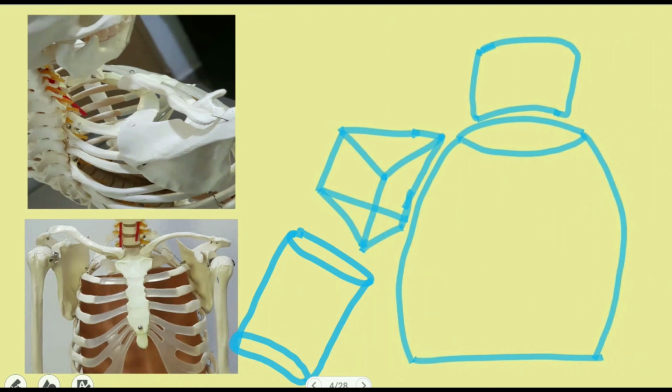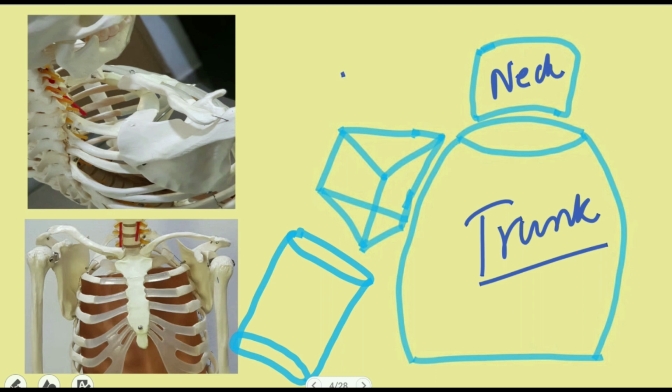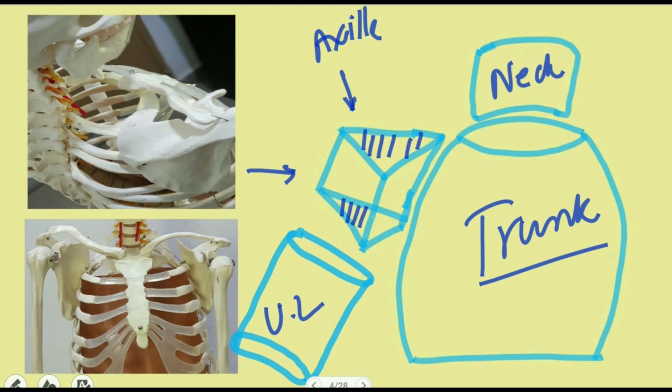Let me demonstrate here. This is another simple sketch showing us the trunk area. This is the trunk which is made up of the thorax, the abdomen and the pelvis. And then here we have got the neck area. This is the axilla. And after the axilla we have got the upper limb. You can see this axilla is a pyramidal shaped structure. On the top, this surface is the apex, and against this apex at the bottom we have got the base. So this is the base of the axilla.